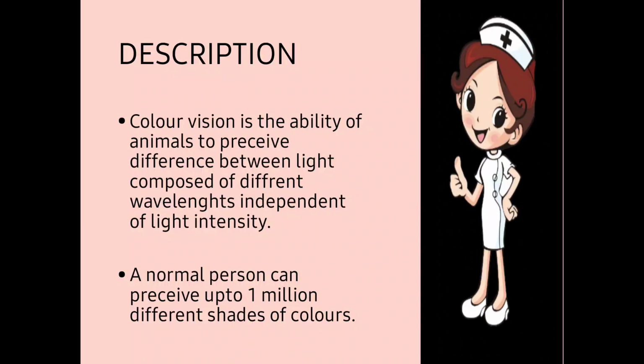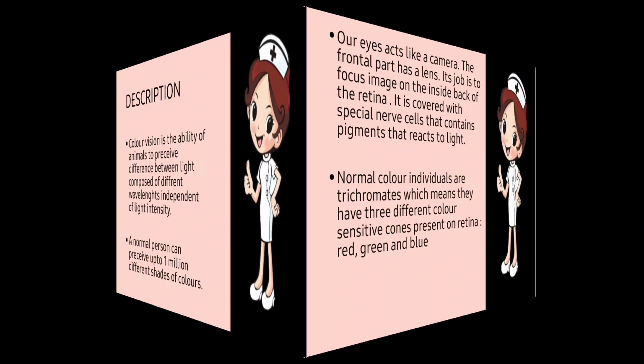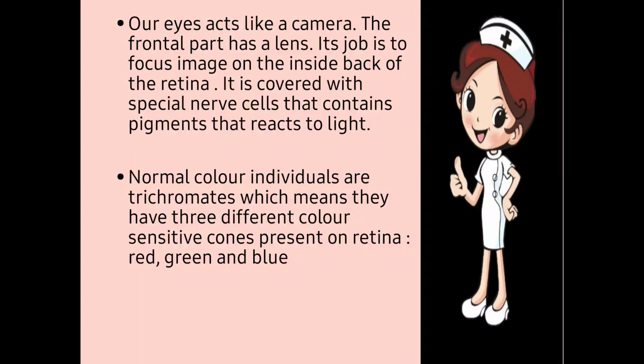A normal person can perceive up to 1 million different shades of color. If a person is normal, then with the help of our eyes we can see 1 million different shades of colors. Next one, our eyes act like a camera.